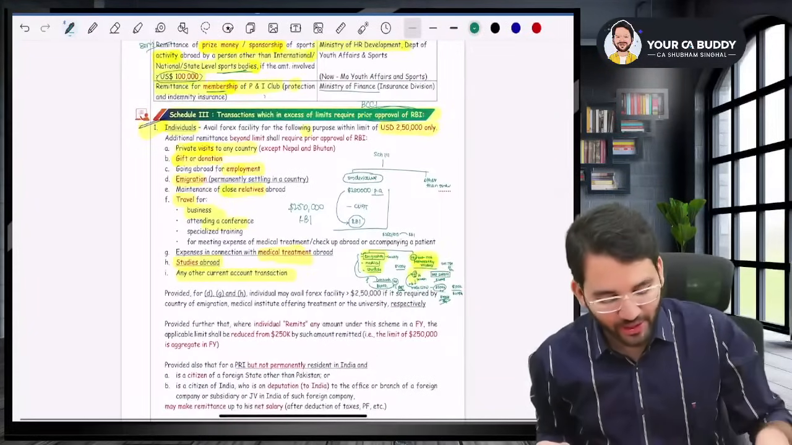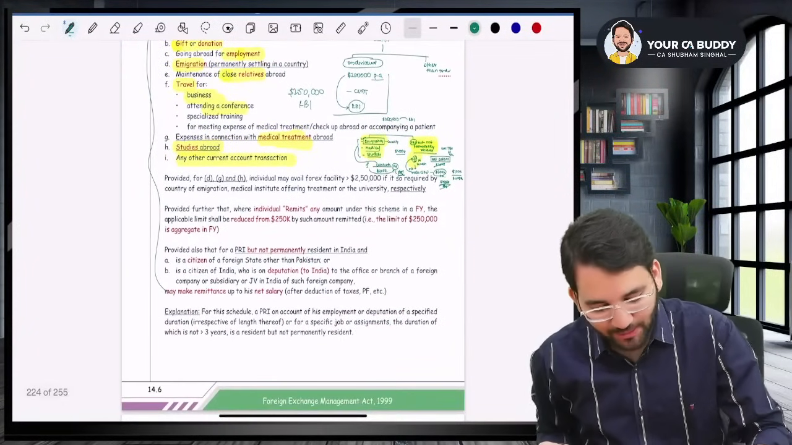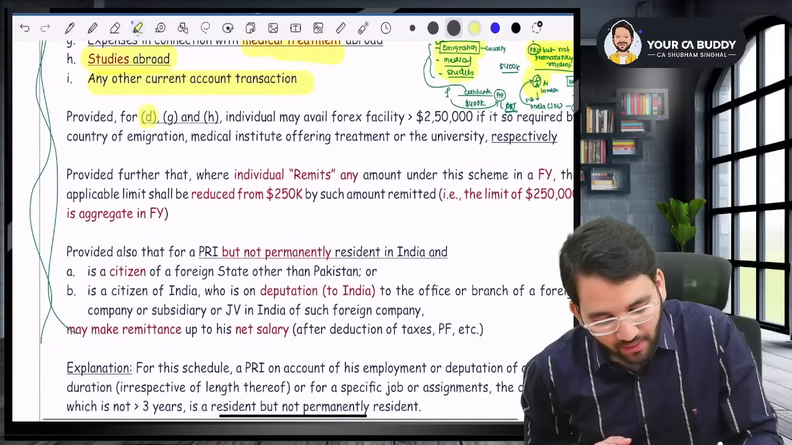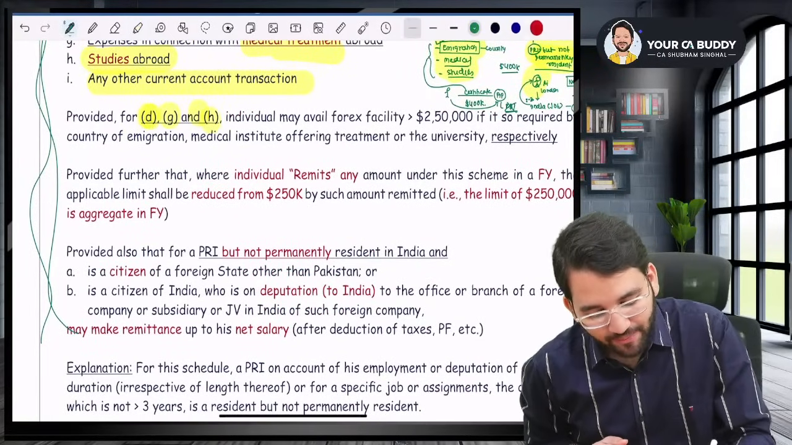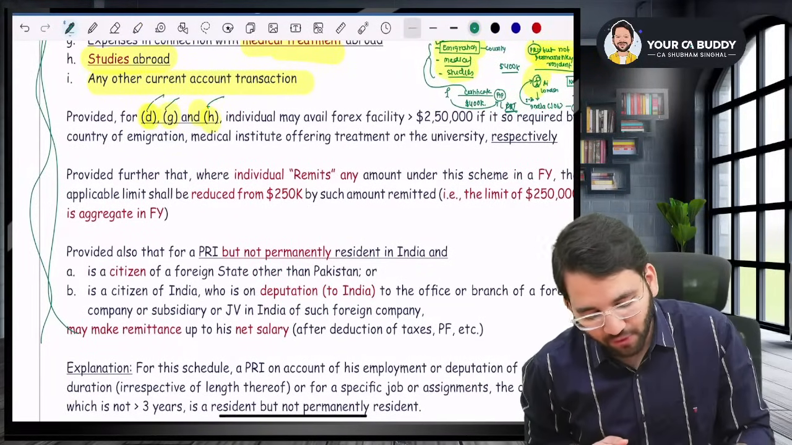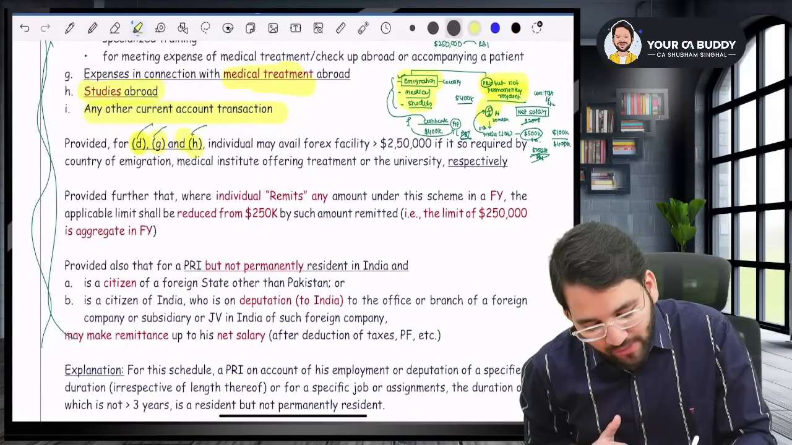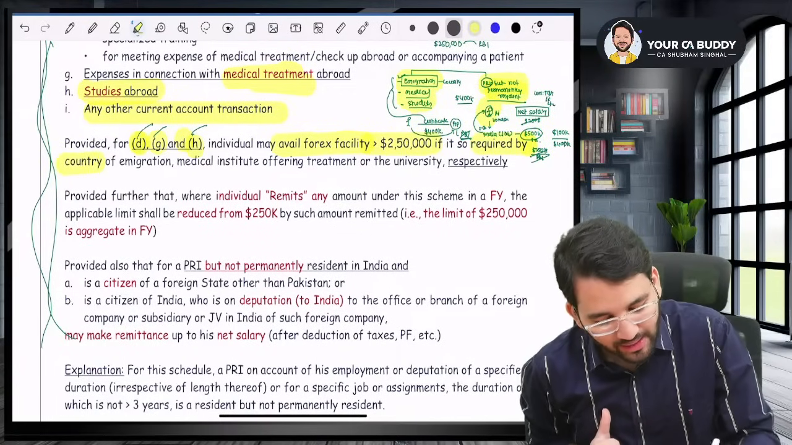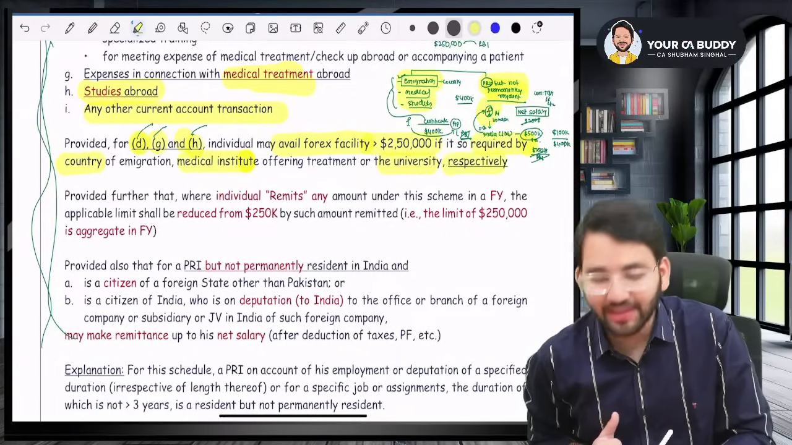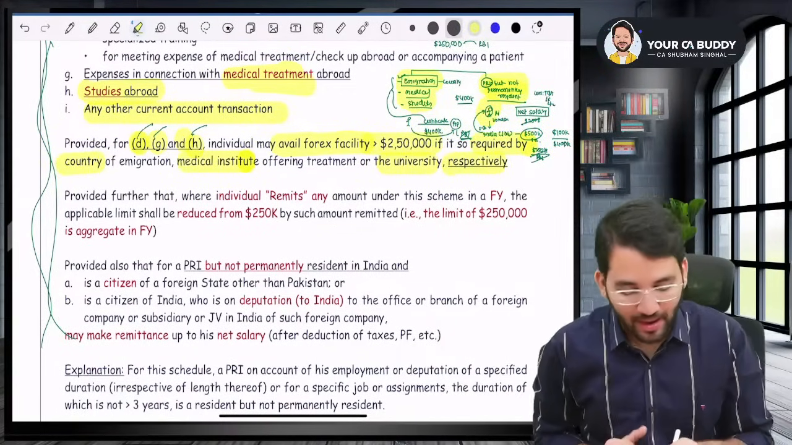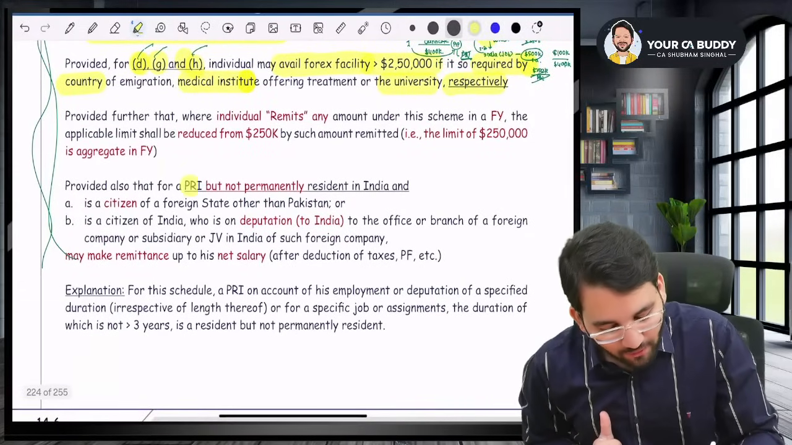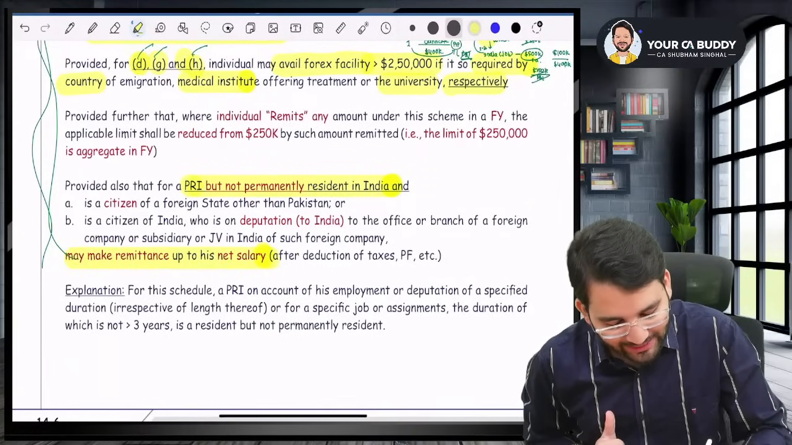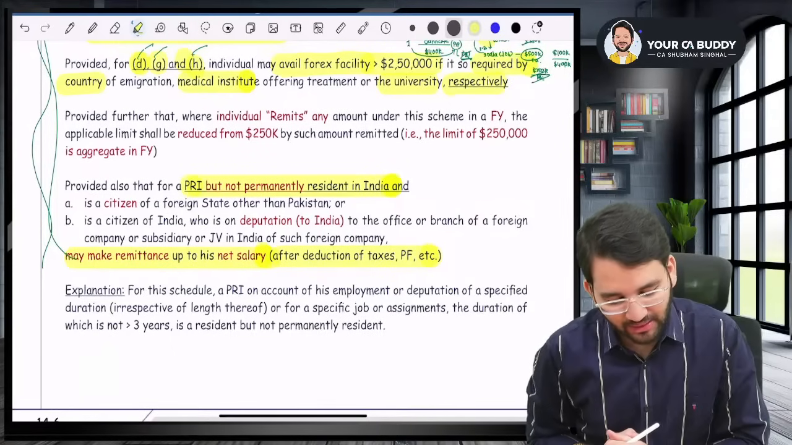Sir, this is your whole Schedule 3 individual part. I explained everything that is written here. So you see, for immigration, medical treatment, and for education, an individual may avail foreign exchange of more than 2,50,000 if it is so required by the country, medical institution, or university, respectively. If required, you can spend it. And number two, in case of a PRI but not permanently resident in India, he can make a remittance up to his net salary, that is after deduction of TDS and PF.